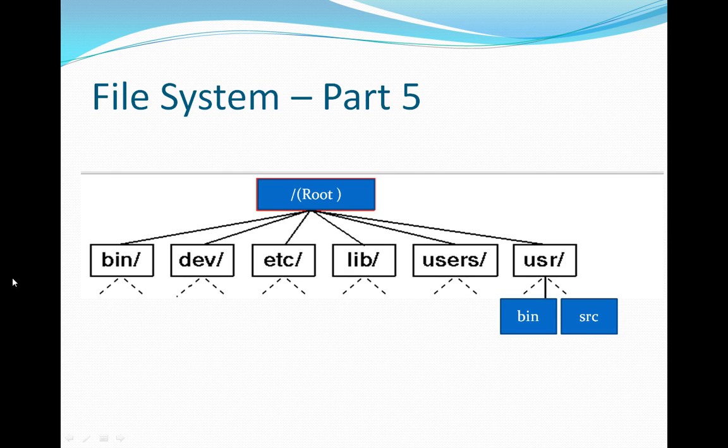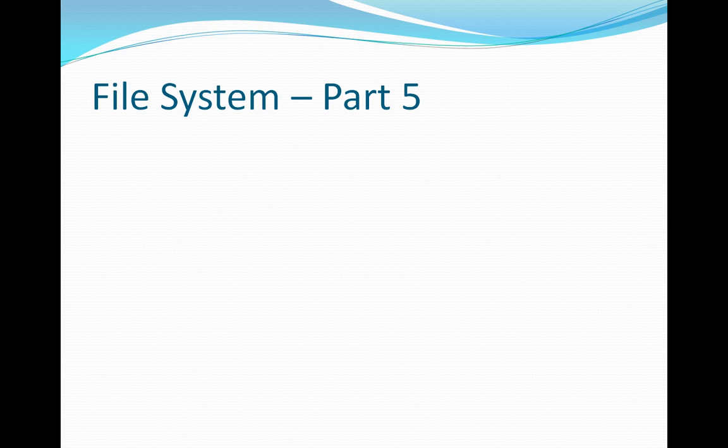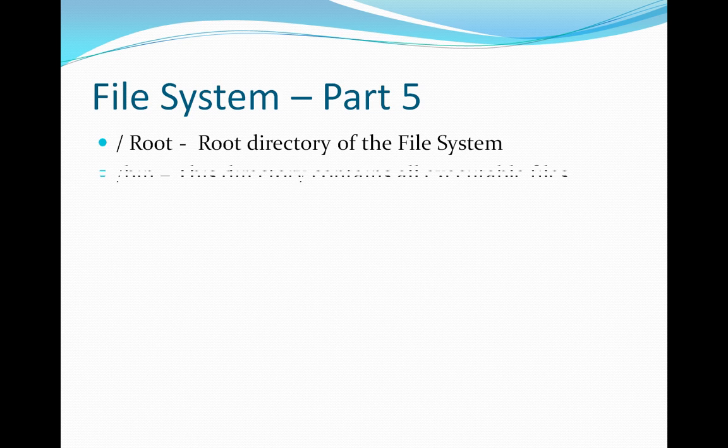These are the basic startup directories and important directories, called bin, dev, etc, lib, home, and user directories. Now we will see what these directories are. Let's start with the root directory. Root is the start of the file system. Then bin: this directory contains all executable commands.